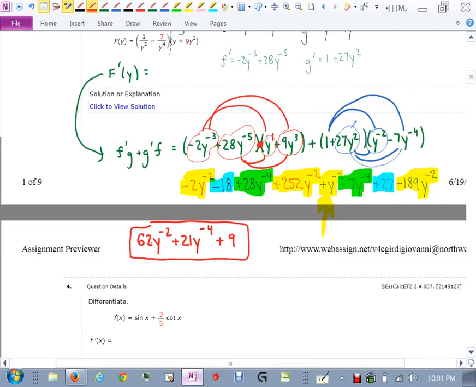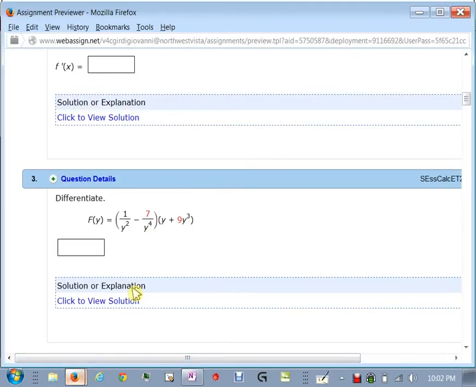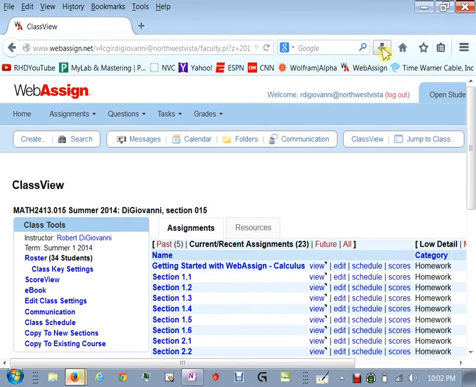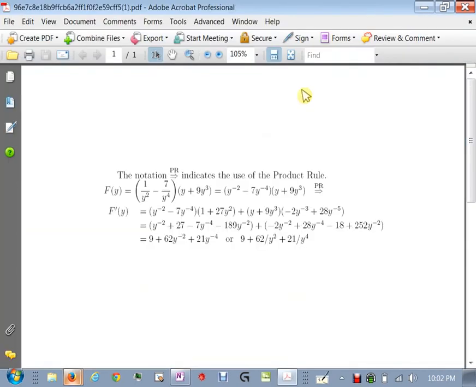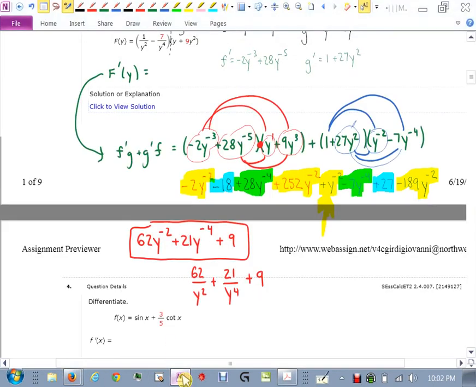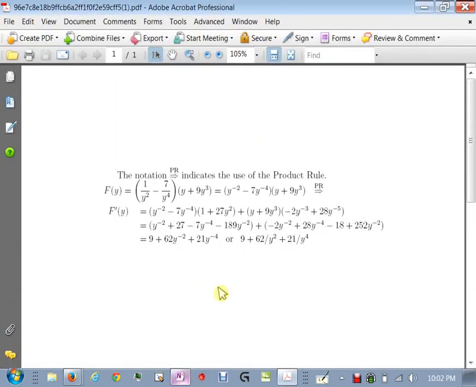Or if you wanted to, you could write that as 62 over y squared. So drop the things with negative exponents down for 21y to the 4th plus 9. I would like to check that and make sure it's okay. 62 and 21, is that right? Yep, there we go. So those are the two possible answers there.